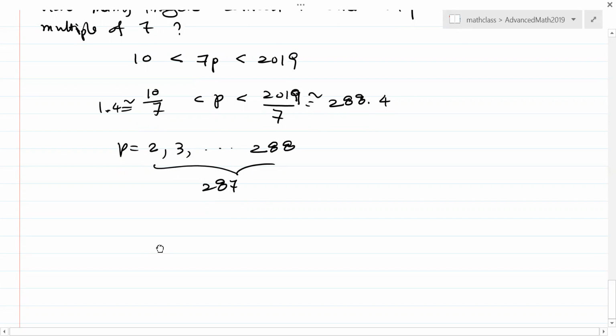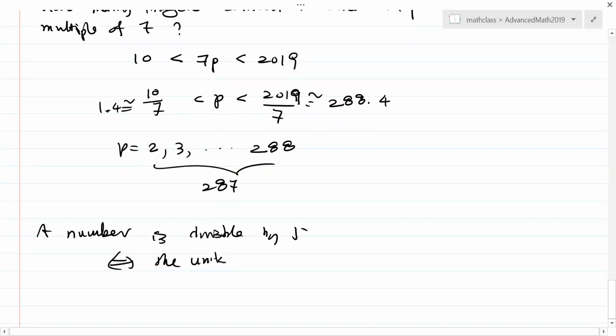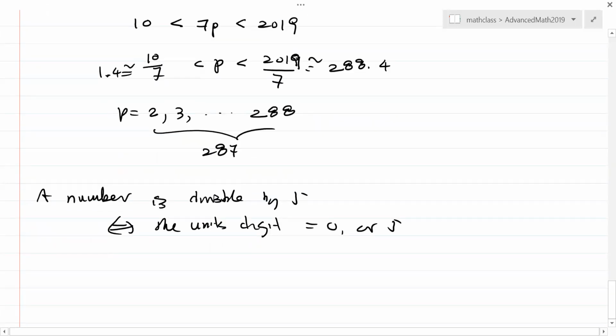So a number is divisible by 5 if and only if the unit digit is going to be 0 or 5, right? Okay. How about divisible by 4? Divisible by 2 is easy, right? It must be an even number, right?